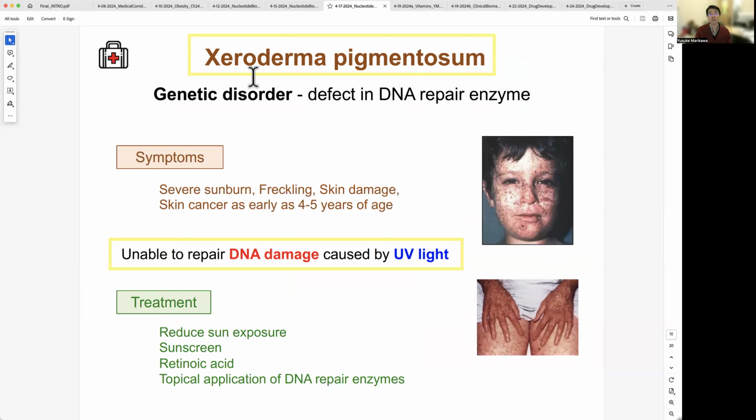But in patients with xeroderma pigmentosum, the person is deficient in a DNA repair enzyme, so they cannot repair DNA damage caused by UV light, resulting in all the skin problems like this. So recognize the name of this disease and identify it as a deficiency in the DNA repair enzyme. They cannot fix that thymine dimer damage caused by UV light.